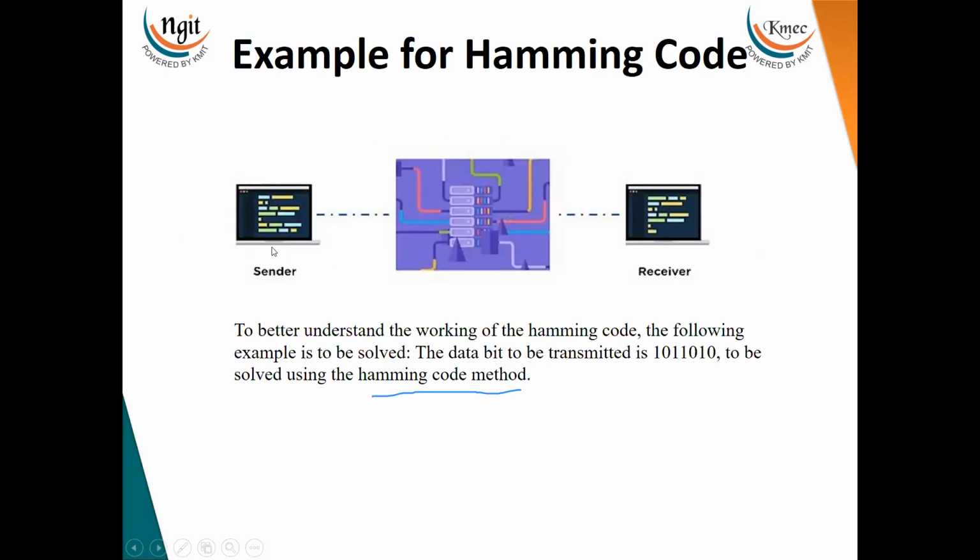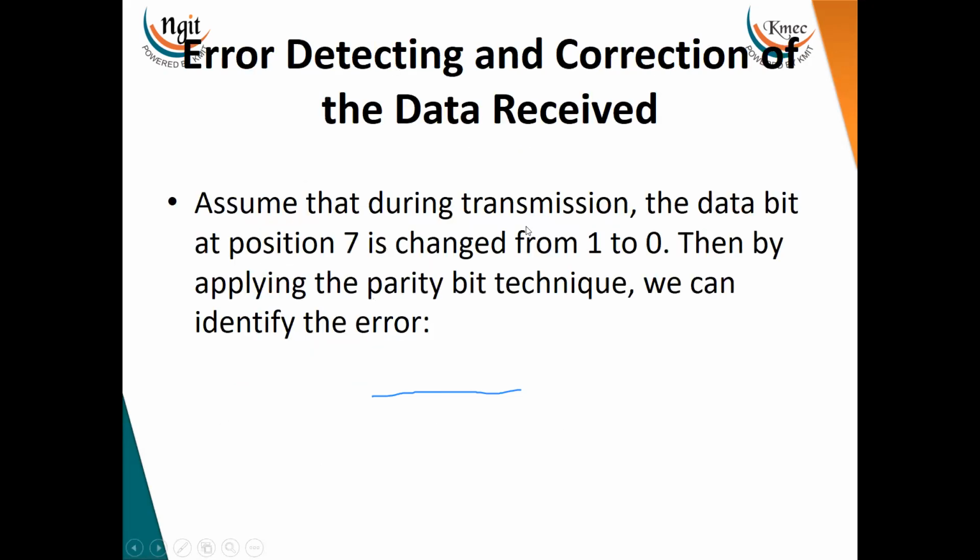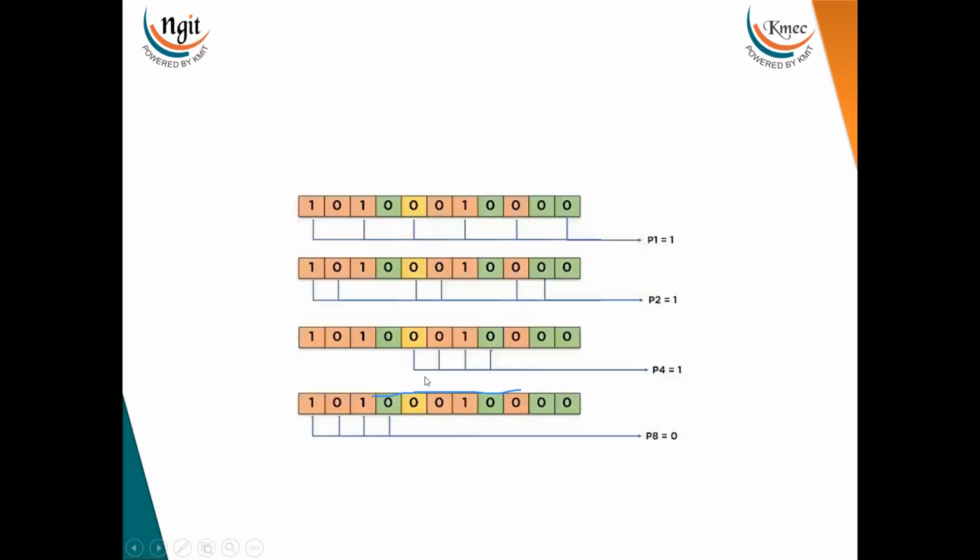At the sender side and the receiver side, to better understand the working of the Hamming code, the following example is solved. The data bits to be transmitted are 10111010, to be solved using the Hamming code method. Assume that during the transmission, the data bit at position 7 is changed from 1 to 0. Then we have to apply the parity bit technique, and we can identify the error.